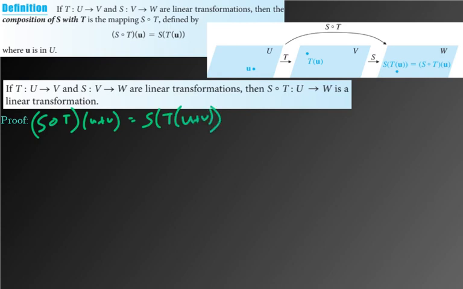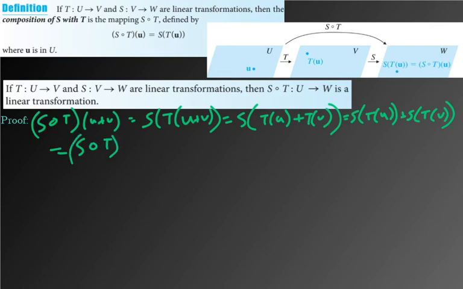But T is linear, right? So that's going to be the same as S of T of U plus T of V. And then S is linear, so that's the same as S of T of U plus S of T of V. But by definition, S of T of U and S of T of V is just S composed with T of U plus S composed with T of V, right? So that actually does the first property there.